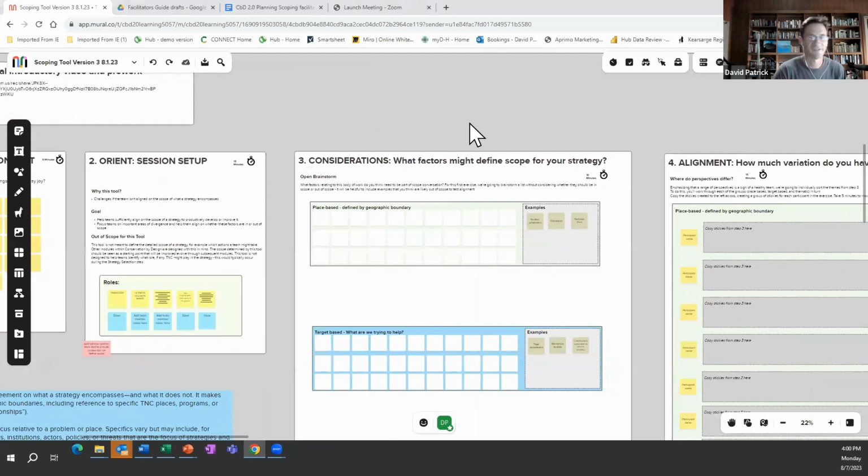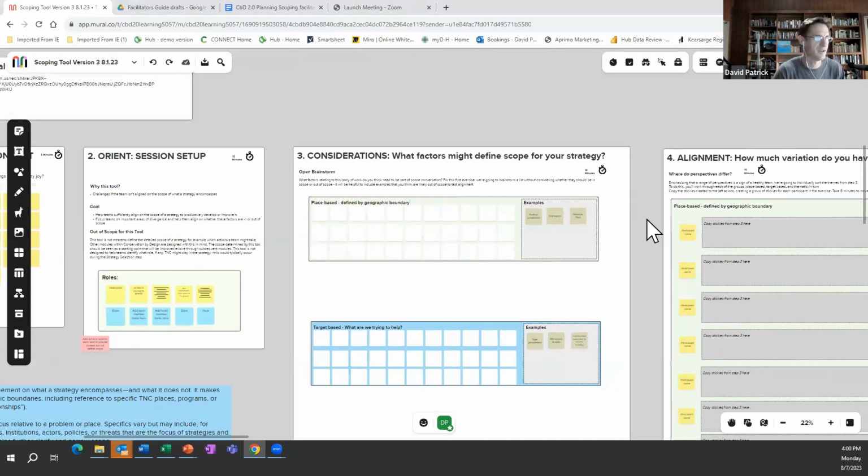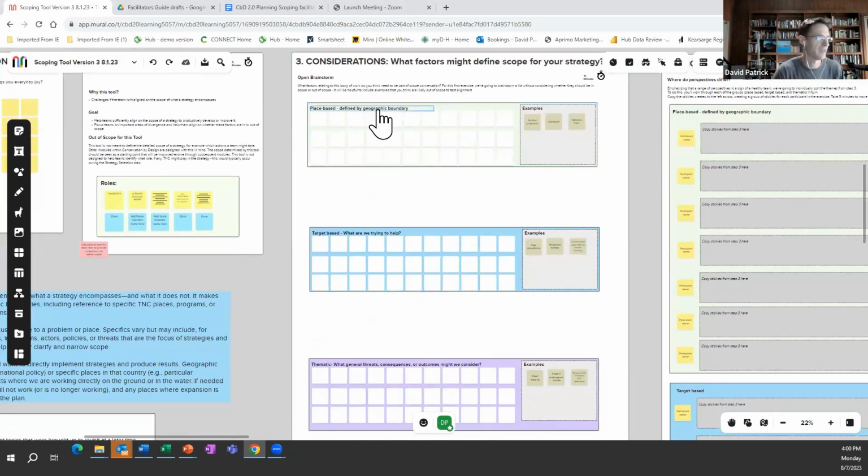Step three then is the first step where you really begin to add content. And what I'll ask you to do during step three is to consider some of those really important factors that you think are important for the team to consider as you define the scope of the strategy. And we offer three categories that you might think about those elements within. The first is geographic boundaries. So what is the geographic area within which you'll be looking to work? The second is what we call target-based. These might be thought of as the things that you're looking to help. So that could be nature-based targets or people-based targets. And then the last grouping is what we call thematic targets.